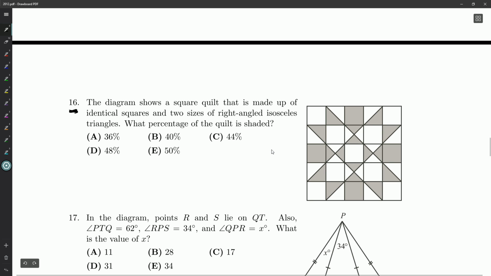The diagram shows a square quilt that is made up of identical squares and two sizes of right-angled isosceles triangle. What percentage of the quilt is shaded? Okay, so there's the nice unit square that's shaded in. There's one that's not shaded. There's an isosceles triangle that is half a unit square. And then we've got some of these smaller ones here that are a quarter of a shaded square.